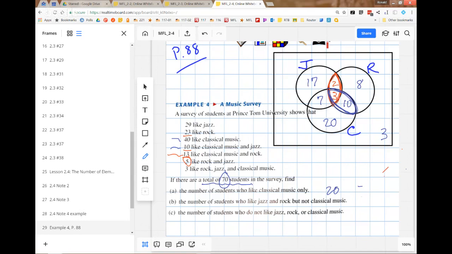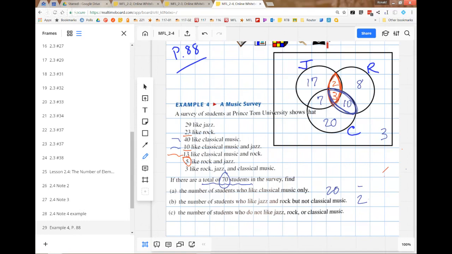Be careful. Jazz and rock would be in that red section, right? Mm-hmm. But not classical. 2? You bet. Oh, okay.